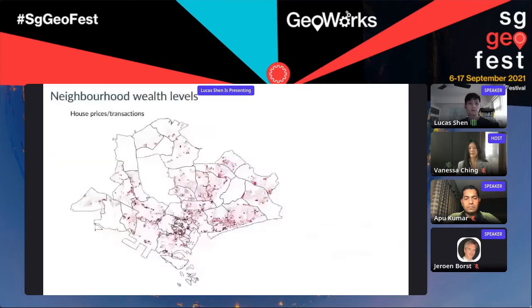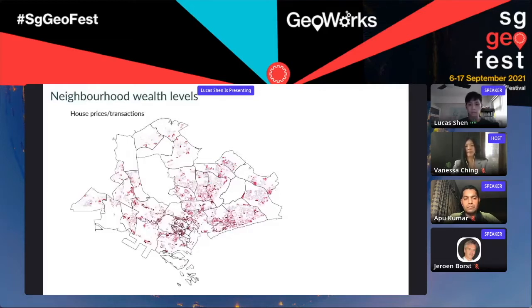Now we go into neighborhood wealth levels. What we mean by neighborhood wealth levels is that we measure wealth levels using housing prices. The map you see is the housing prices from house transaction records over the past 5 years. This map plots out the locations of the transactions, and the darker colors indicate higher prices. This is how we measure neighborhood wealth levels, by matching the transaction records to the individual neighborhoods.